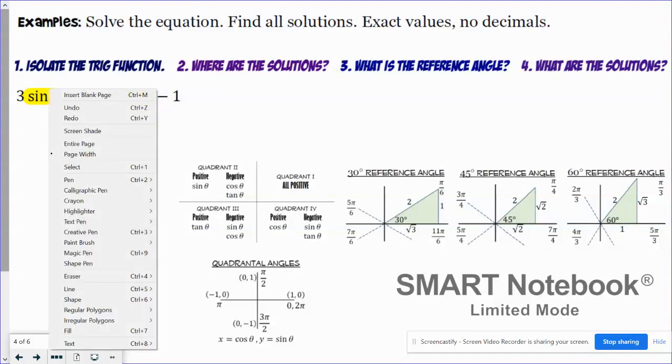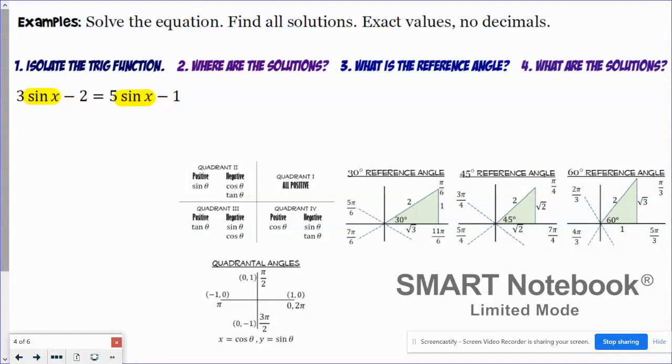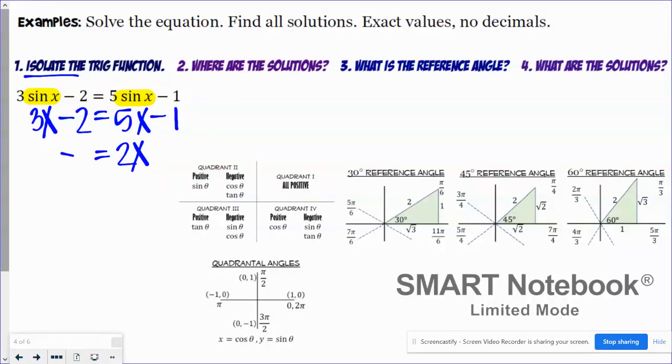So what you can do to help you isolate is pretend this is simply 3x minus 2 and 5x minus 1. Okay, we're pretending here so that we can isolate. So then I want to get the x's onto one side. So I would subtract the 3x from both sides, giving me 2x. And I'd want to add 1 to both sides, giving me negative 1. And then to get x by itself, I would divide both sides by 2. So I got x all by itself.